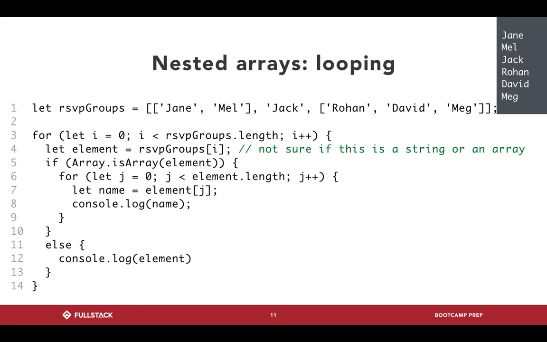The first array, Jane Mill. Right. The first thing will be an array. It won't be the name Jane. It will be an array with two things, one of which happens to be Jane, right? But as far as JavaScript is concerned, without lines 4 through 11, the first thing that it prints out is going to be an array, right?